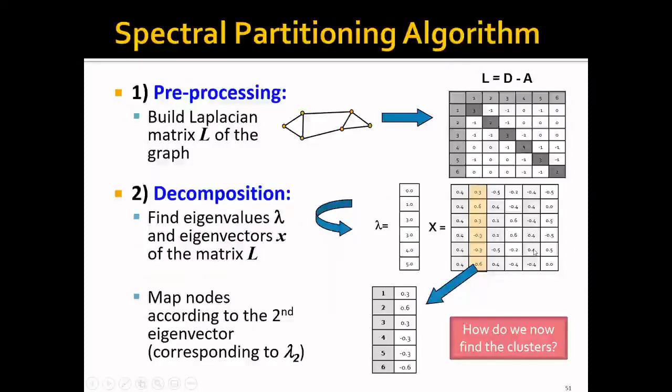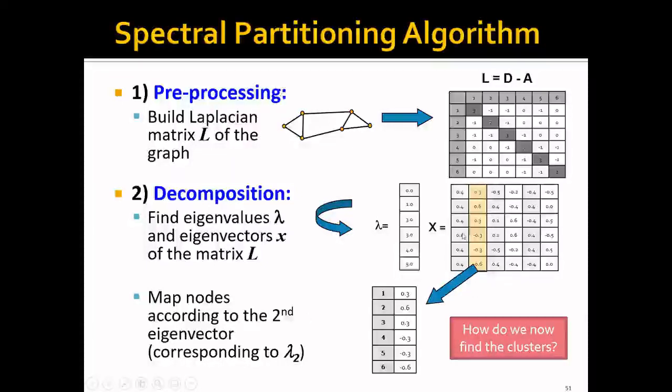And more specifically, in the first stage, pre-processing, we will build a Laplacian matrix L of the graph. We are given a graph, right? And we have the corresponding adjacency matrix, and we'll compute the Laplacian matrix L using the difference between the degree matrix and the adjacency matrix, so D minus A. And in the second stage, we'll just find the eigenvalues and eigenvectors of the matrix L. So for example, here we can use eigendecomposition to find the 6 eigenvalues of this matrix and the corresponding 6 eigenvectors. So each column corresponds to 1 eigenvector.